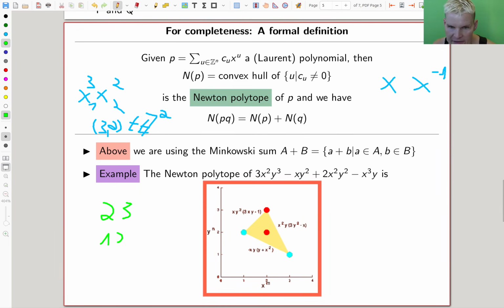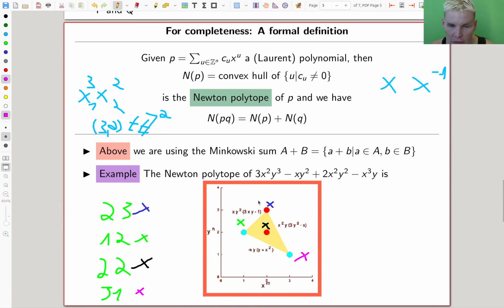Then (1, 2) is the next one. Then (2, 2) is the next one. And then (3, 1) is the last one. So let's try to find all of these. (2, 3) is our first point here. And then (1, 2) is our second point here. (2, 2) is the one in the middle, and the final one can only be (3, 1), of course. And yeah, the Newton polygon is then the yellow area, right?